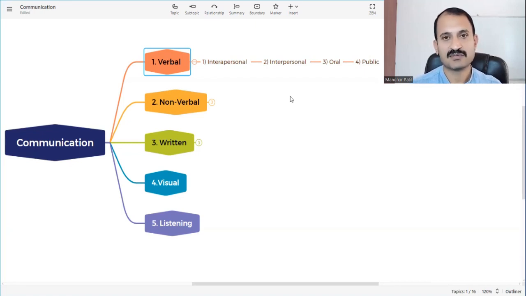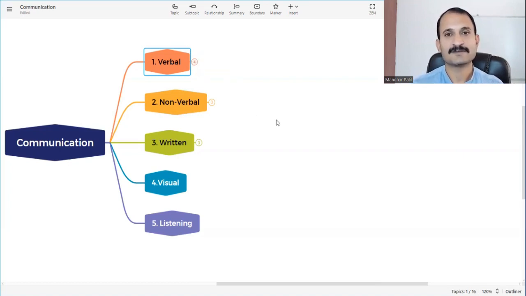The last one is public communication, meaning you are addressing a gathering, an audience of many people. It may be public speaking, it may be some message on radio or TV, or even through social media like YouTube and Facebook. That also comes under public, because whoever watches that video or podcast will understand the message and the idea. That's how it comes under public communication. So these are the components of verbal.